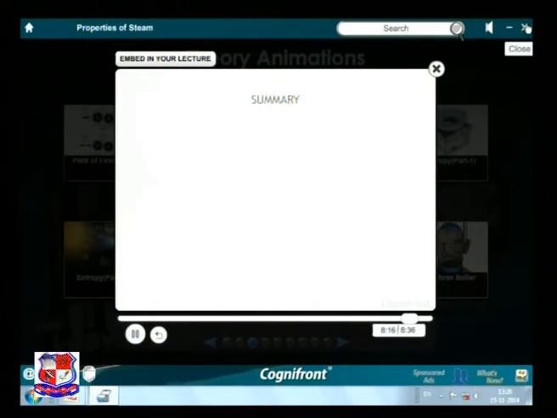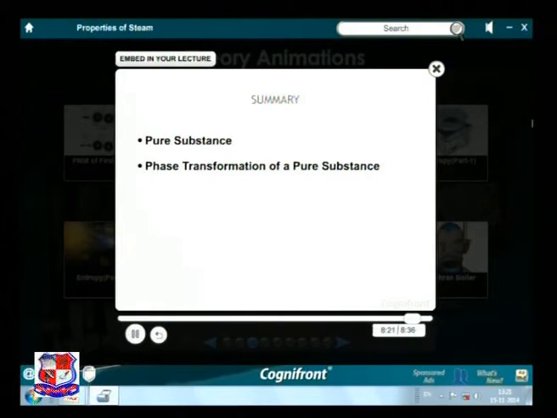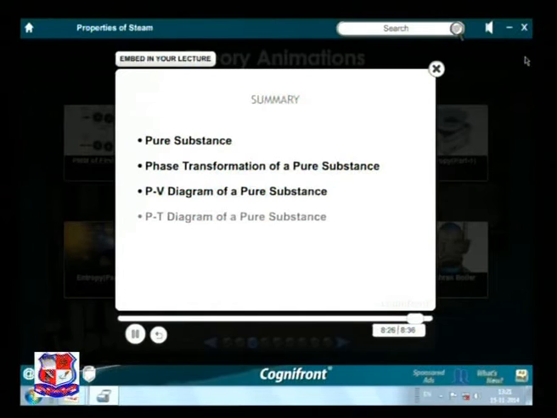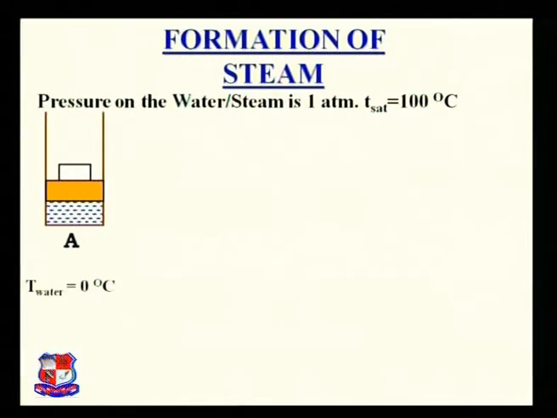So friends, in this session we studied pure substance and the phase transformation process. We also observed the PV and PT diagrams for a pure substance. So in this video we have seen that steam is generated from ice at minus 10 degree centigrade. Now we are going to study the generation of steam from 0 degree centigrade water to superheated steam. Let us see the stages of the formation of steam.